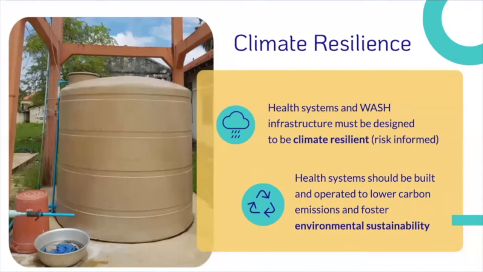Certainly, to spotlight climate resilience, there are two ways in which we think about climate resilience for WASH and healthcare facilities. The first is that health systems and WASH infrastructure are designed to be climate resilient or risk informed. That's really going to be the emphasis of any assessments or interventions that take place. But secondarily, we want to make sure that health systems are built and operated to lower carbon emissions and foster environmental sustainability. So you may hear the phrase green and climate resilient healthcare facilities, and that's what this is referring to. As we think about why it's so important, we develop health facility programs in such a way, emphasizing WASH as an element of ensuring climate resilience.